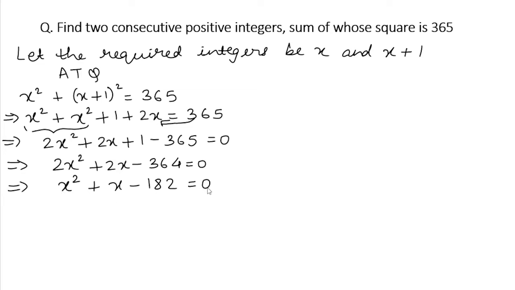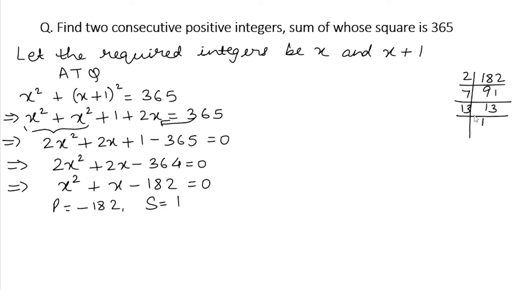Now we will solve this using split the middle term method. So we want two numbers whose product is minus 182 and we want sum as 1. So let's see. I'm just doing some rough work here. 182 I'm going to divide by 2. So we will get 91. Now 91 I can divide by 7. So I'll get 13 here and 13 by itself. So if I combine these two, I take 2 into 7. I'm going to get 14 here and 13 here. So 14 and 13 will give me the product 182.